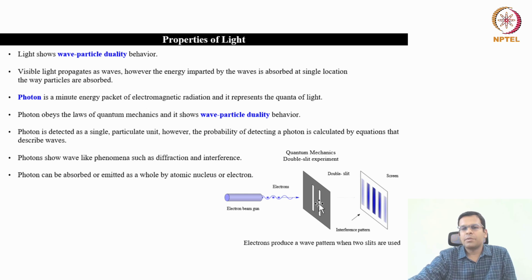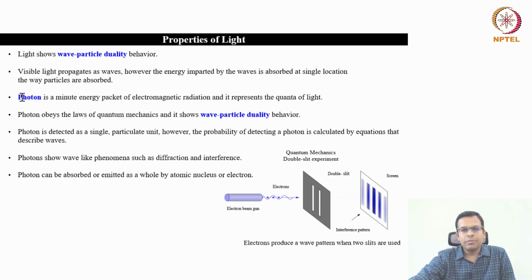In the double slit experiment you must have studied before, when you project electrons on two slits, ideally you should get only two slits on the screen. But instead of two slits, you see this kind of diffraction pattern. The diffraction pattern represents the wave-like behavior of the electrons. Now, electrons are actually particles, but they show this kind of wave-like phenomenon of diffraction.